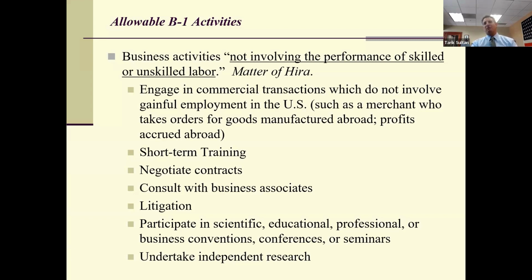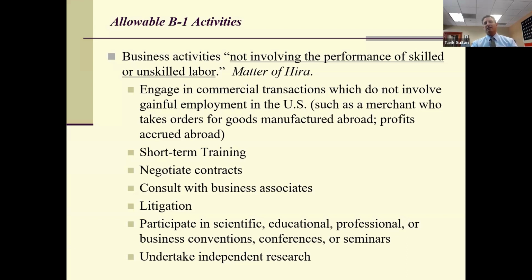The main one is Matter of Hira, which is sort of an interesting case I can tell you about in a little bit. But the gist of what activities are allowable as a business visitor, which is always the first thing we look at because it's very easy and quick to get, particularly if you're from an ESTA country, is you can come to engage in commercial transactions, taking orders for goods manufactured abroad. That's a big one. In fact, that's what happened in the Matter of Hira case.